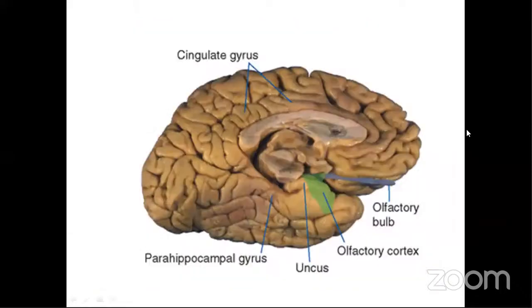There is another diagrammatic view showing the olfactory cortex. This was just put here to show you the exact location of the olfactory cortex, which is near the uncus, the most medial portion of the temporal lobe.